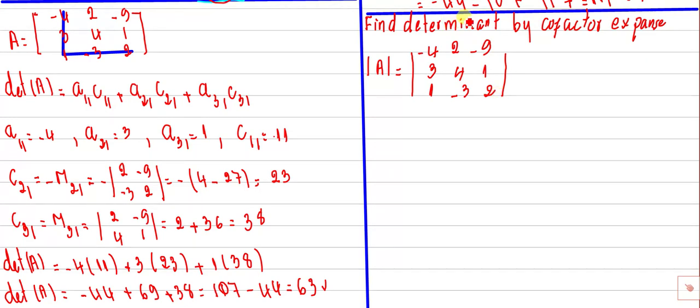We can write the determinant of this one is equal to this one is plus, so minus 4, and we get 4, 1, and we omit this row and column. So we get the minor is 4, 1, and 3, 2.